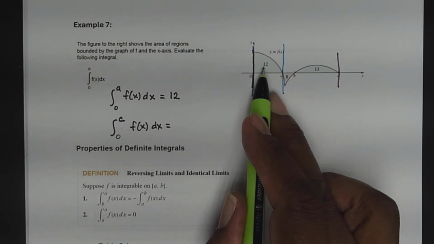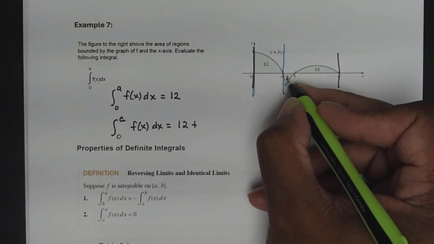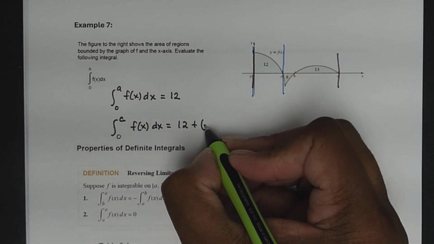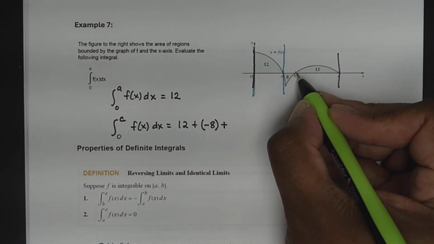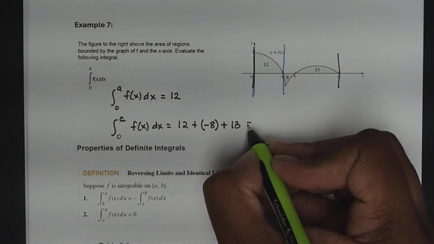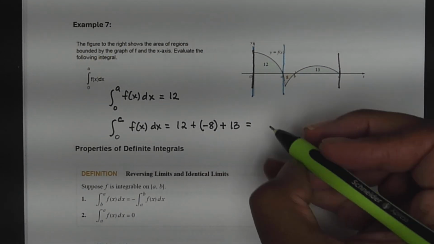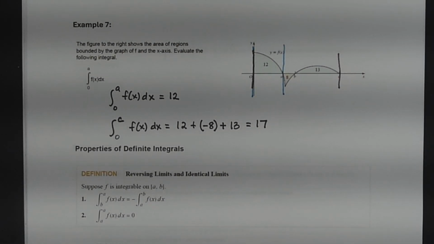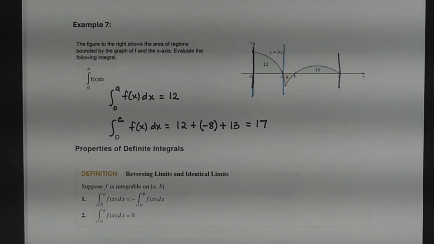That 12, this area here, that's a positive, so it would be positive 12, plus, now the 8, this area is below the x-axis, so that 8 will become negative 8, plus this area that's above the x-axis, that's the 13, so it will be positive 13. So if I add 12 and negative 8 together, that would be 4. 4 plus 13 would be 17. So the integral from 0 to c of f of x dx would end up being 17.